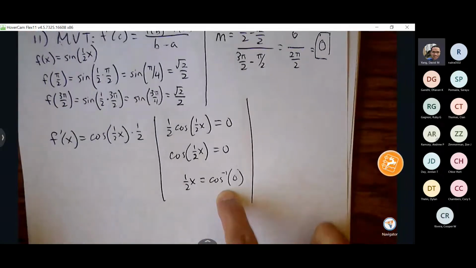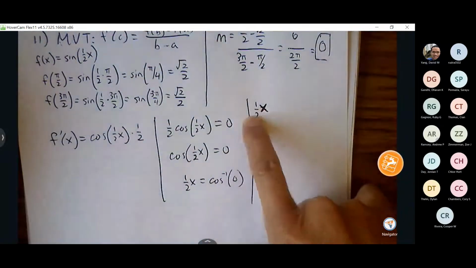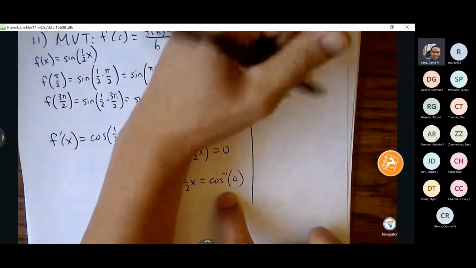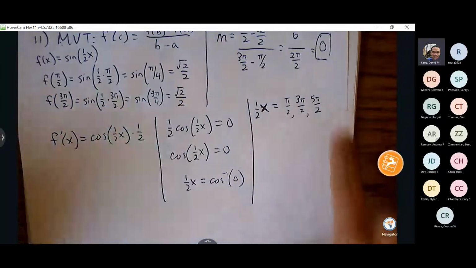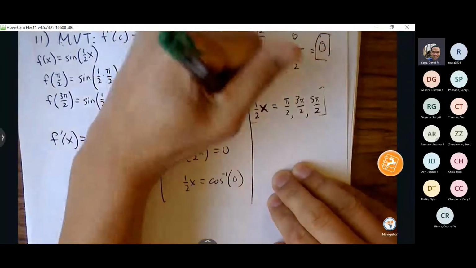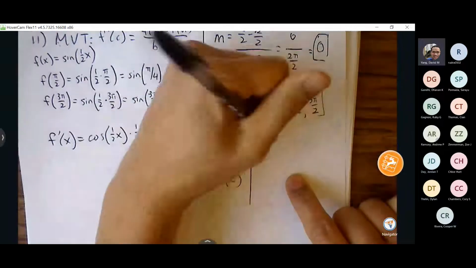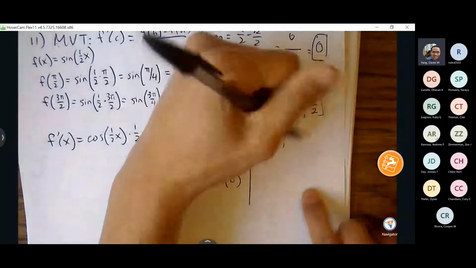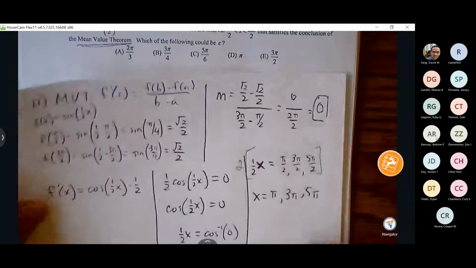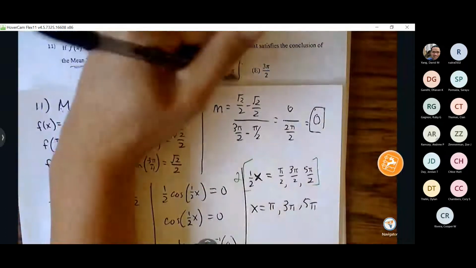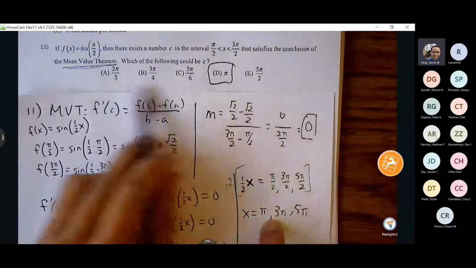Where's cosine 0? Cosine is 0 at pi over 2, 3 pi over 2. I can list out a few things here just so I can have some options because I'm going to still deal with that 1/2 at the end. So cosine is 0 at pi over 2, 3 pi over 2, 5 pi over 2. Okay, multiply everything through by 2 in order to get this 1/2 to go away. Distribute 2 through, 2 divided by 2 is 1, so I get pi. 2 divided by 2 is 1, I get 3 pi. And then 2 divided by 2. That's the only option that shows up in my answer choices.